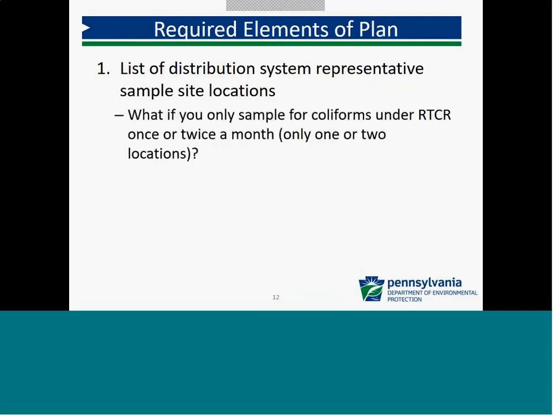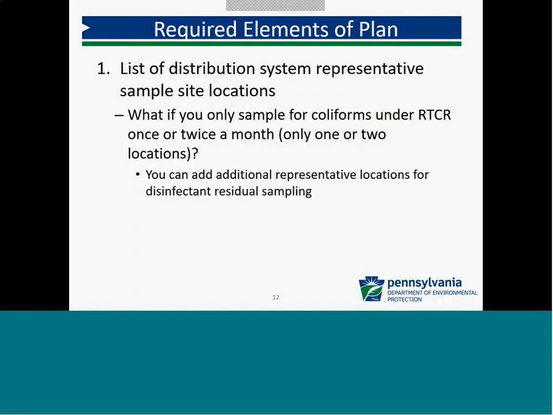So for smaller systems, what if you only sample for coliforms under RTCR once or twice a month? Maybe you only have 1 or 2 locations, and now you have to do this weekly monitoring. Well, you can add additional representative locations for the disinfectant residual sampling, or you can alternate between RTCR locations if you do have 2 locations, and we'll show you an example of that. Really small systems can sample at the 1 location that they have, but it's just weekly monitoring.